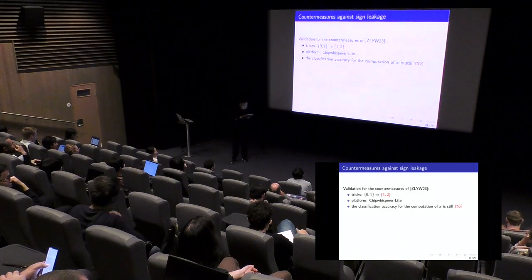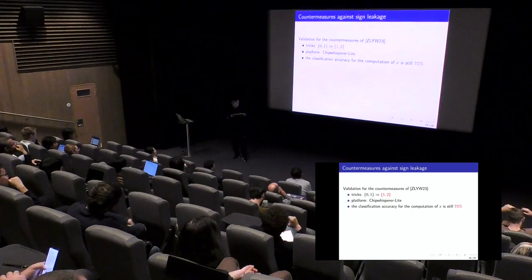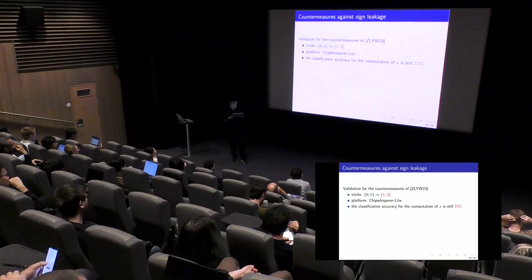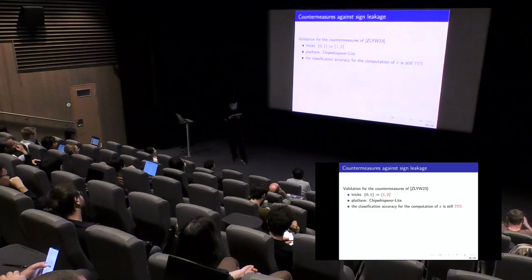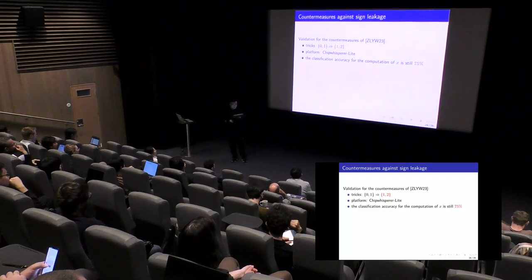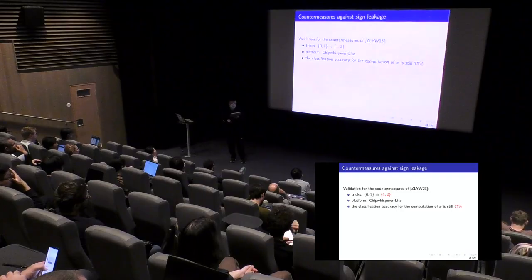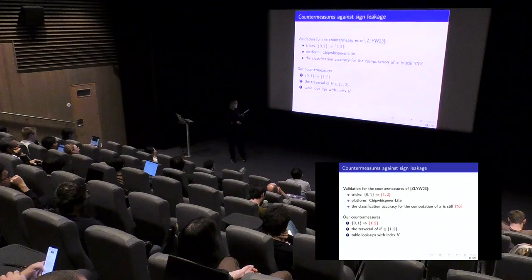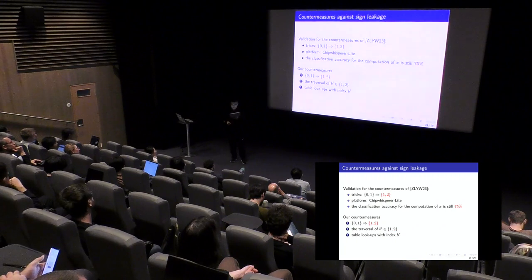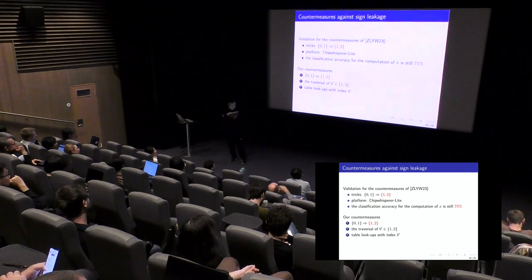And for the sign leakage, the Eurocrypt work encoded the sign bit with the set 1, 2 instead of the set 0, 1 to mitigate this kind of leakage. However, we also validate their tricks on ChipWhisperer, and the classification accuracy for the computation of X is still 75%. For our countermeasures, we further compute all intermediate values by traversing all possible values of B prime, and finally return the value with the index B prime.